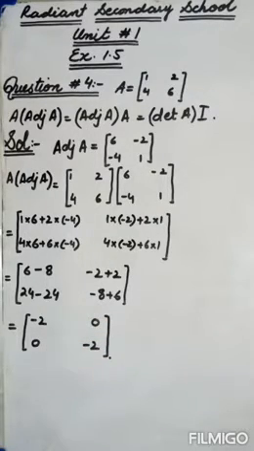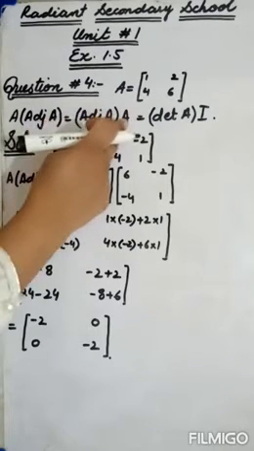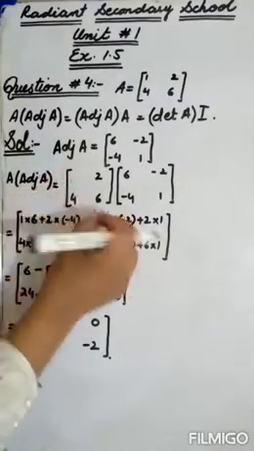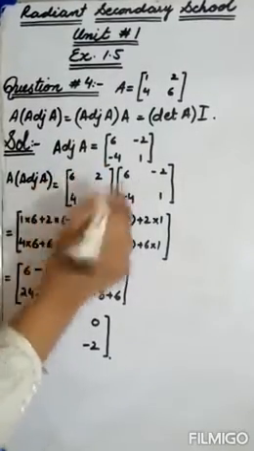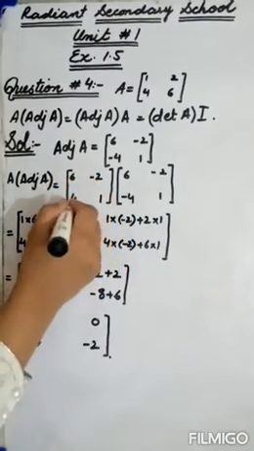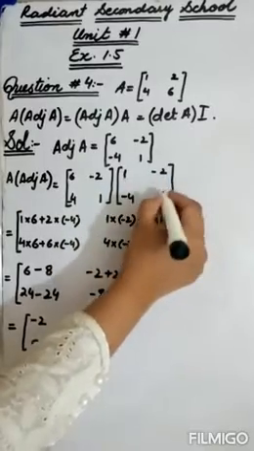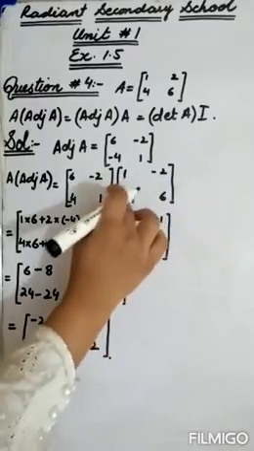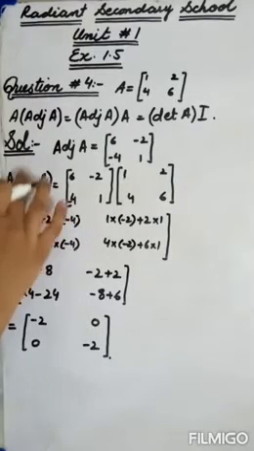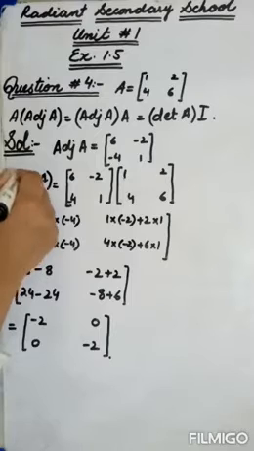Now I will solve this side. Means I will first put adjoint of A, then matrix A. So I just have to change the order. I will write the adjoint of A first: 6, 1, -2, -4, and then it will be matrix A: 1, 6, 2 and 4. Here also I have to change it. Adjoint of A is going to be multiplied by A.